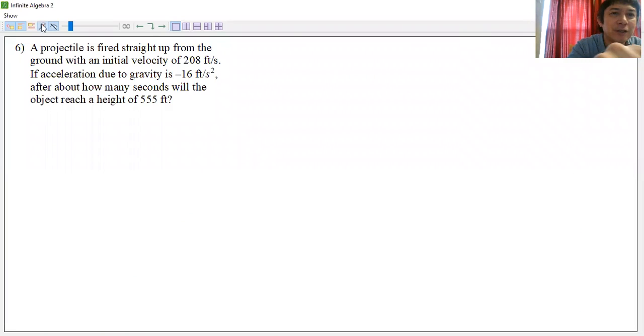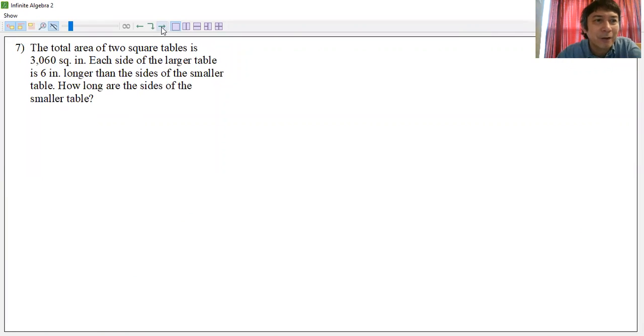Let's have the next one. Here's number 7. Let's read the problem first. The total area of two square tables is 3060 square inches. That's area, square units, okay, square inches. Each side of the larger table is 6 inches longer than the sides of the smaller table. How long are the sides of the smaller, okay?